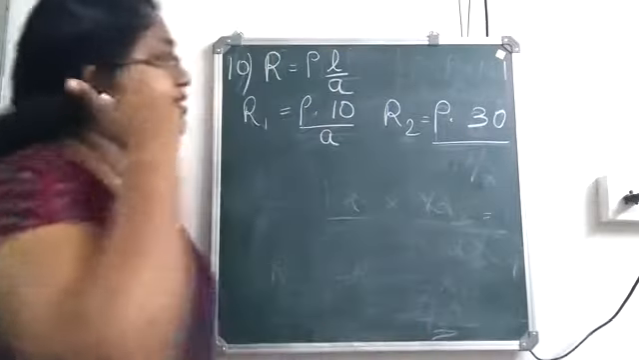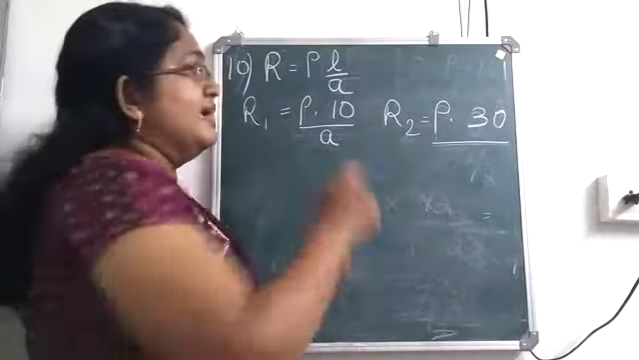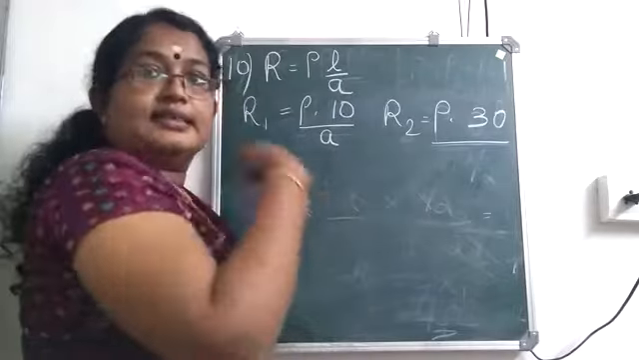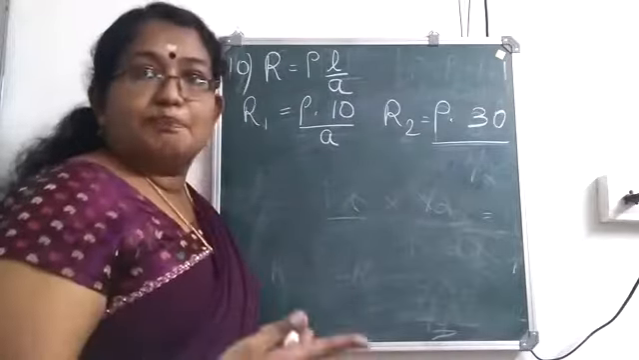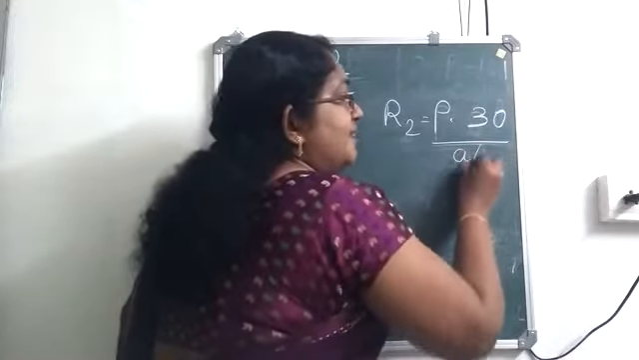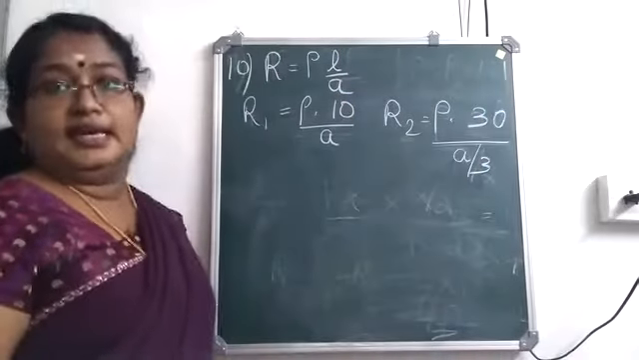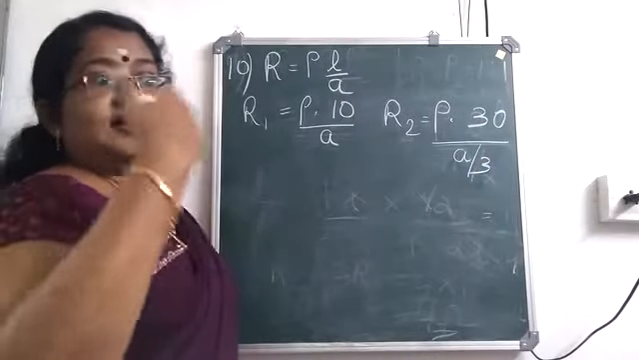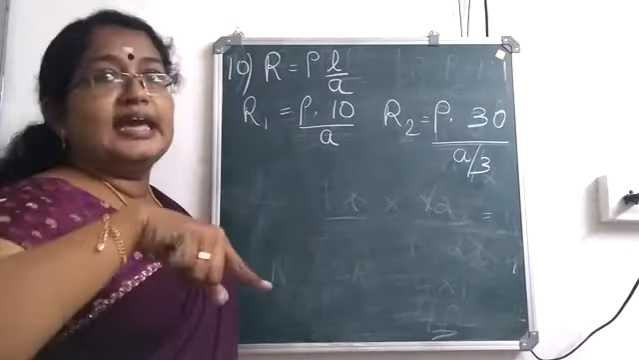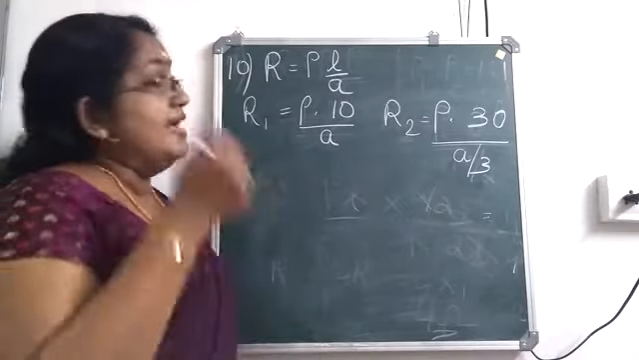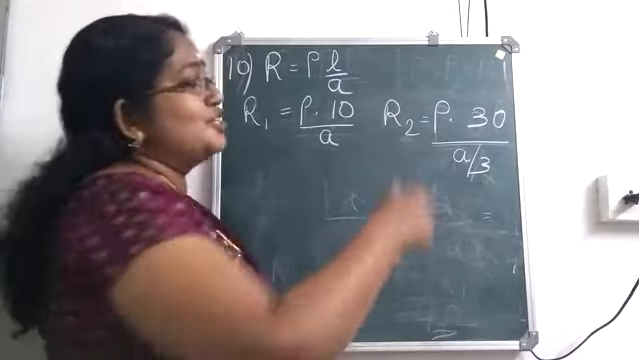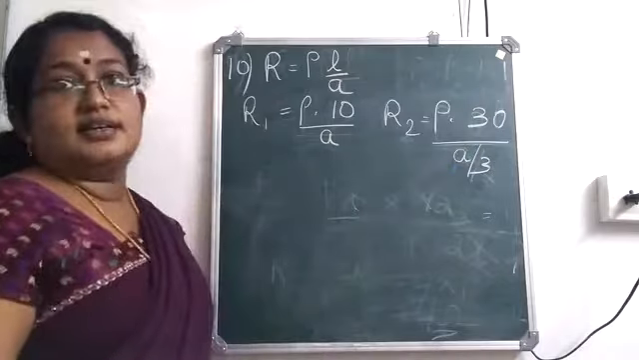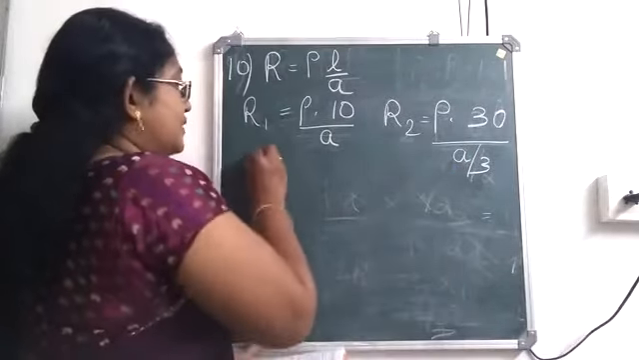If the length is 30, what happens to the area? 10 became 30, that is, the length is tripled. So naturally A will become A by 3. In the previous case, length was doubled, so area was halved. Here length is tripled, so area becomes 1/3. Now we can do the division.